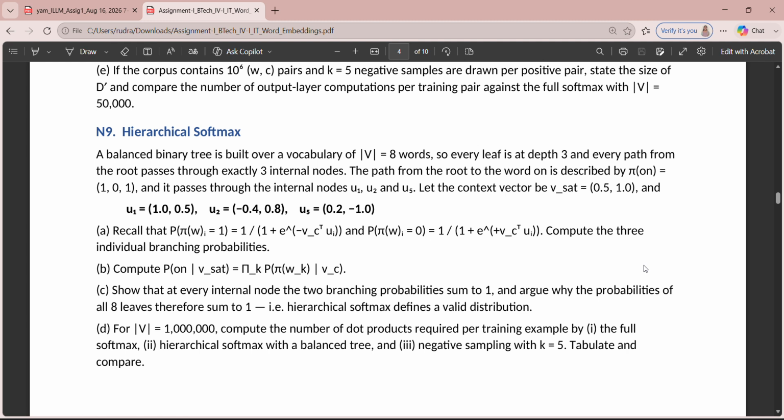Now I want to explain the solution of the hierarchical softmax. This is the problem. It uses a balanced binary tree with 8 leaves, so every path has depth 3. The target is on with path.